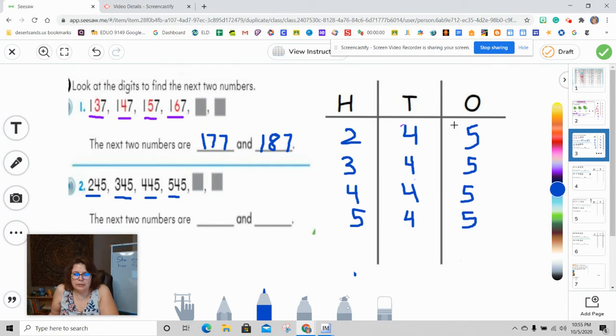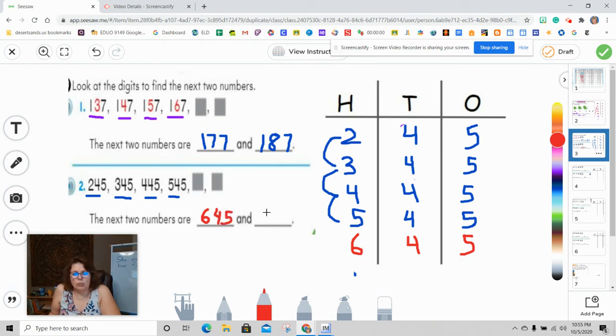Now look at the patterns. Which digit is changing? The ones are exactly the same. The tens have not changed, but look at the hundreds. It went from 2 to 3, so that's one more. And then one more to make it a 4, one more to make it a 5. So I already know that this one is going to be 600, and then 45 is going to stay the same. So I'm going to put 645 for this one.